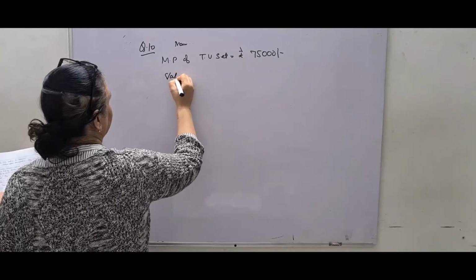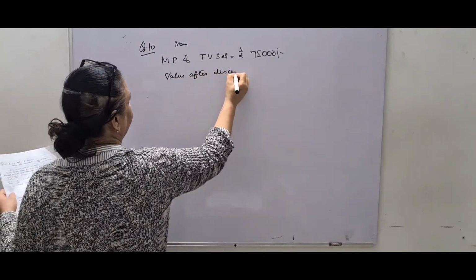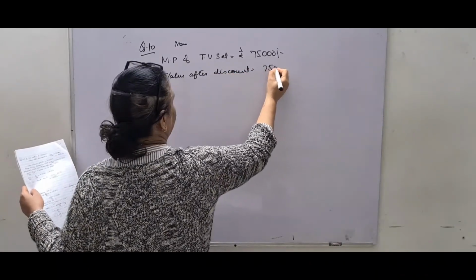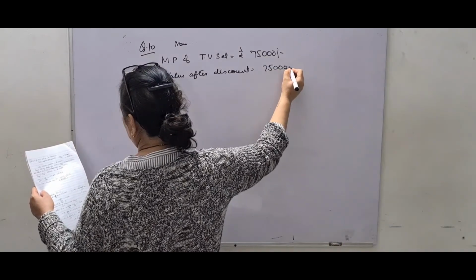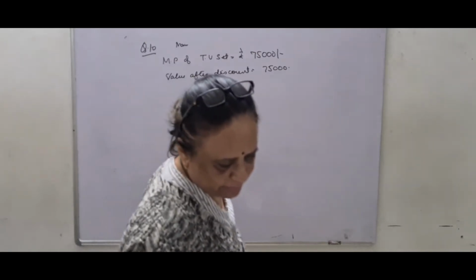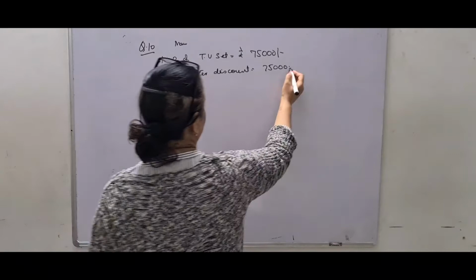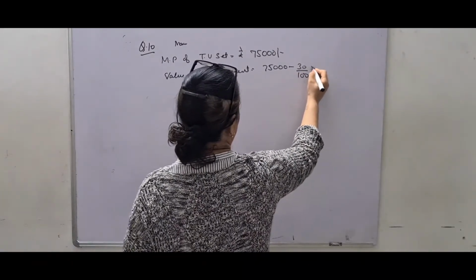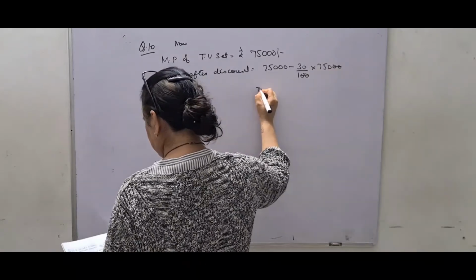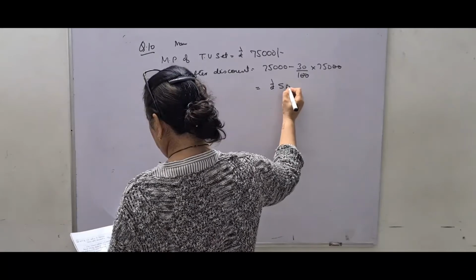Value after discount, because he has given a discount, will be 75,000. How much discount did he give? He gave a discount of 30%. So minus 30% of 75,000. So this is our first, and you will get it equal to rupees 52,500.